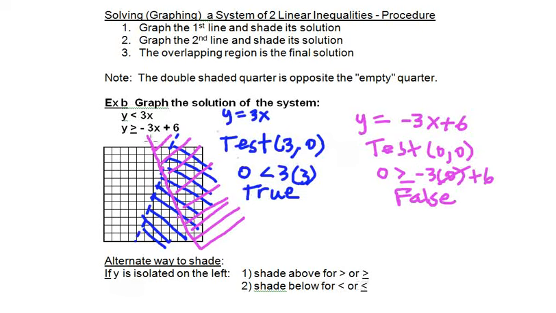So for my first inequality where y is less than 3x, I've got a less than symbol. That means shade below, and on the blue line you can see here the shaded region is below this dotted line. However, for the second inequality we have y is greater than or equal to, and so this greater than means above in the vertical dimension, and shading above this line we are shading above and also to the right. And so if we had used this method to decide where to shade, we would have gotten the same answer as we got over here by using test points. And which method you use is up to you.